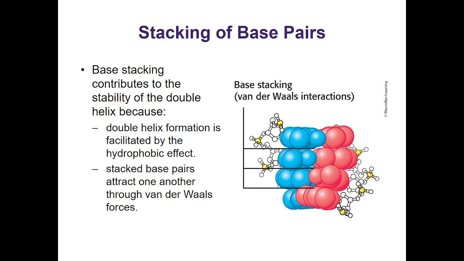Okay, so remember that these base pairs are actually going to stack. When these base pairs stack, they're actually going to make van der Waals interactions. And this is actually one of the key things that makes this such a stable structure. If it was just the hydrogen bondings, it would not have the stabilities it does. So this base stacking is again going to contribute to that stability of your double helix. And the reason for this is that the double helix formation will be facilitated by this hydrophobic effect. That base stacking and slight rotations are going to line these up the best. Okay? The stacked base pairs are going to attract one another through van der Waals forces.